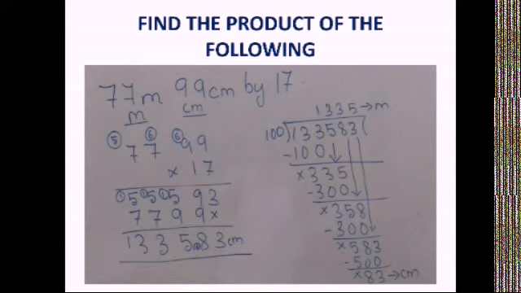9 sevens are 63, 6 will go as a carry, 3 will come down. Again 9 sevens are 63, 63 plus 6, 69, 9 will come down, 6 will go as a carry. 7 sevens are 49, 49 plus 6, 55, 5 will go as a carry and 5 will come down. Again 7 sevens are 49 plus 5, 55. Then we will multiply the number by 1. So put a cross beneath 3 and then multiply: 9 ones are 9, 9 ones are 9, 7 ones are 7, 7 ones are 7.